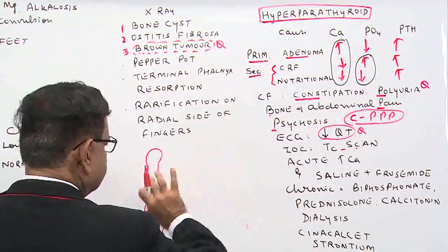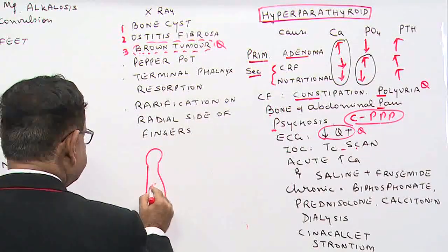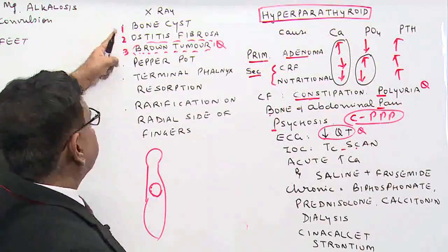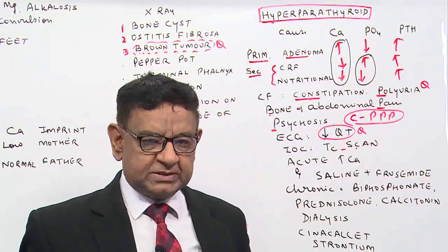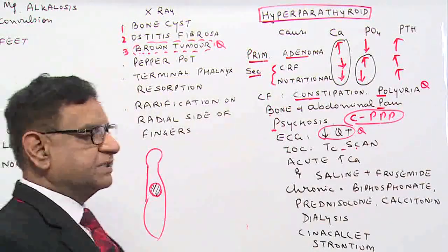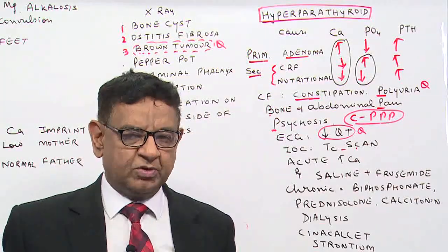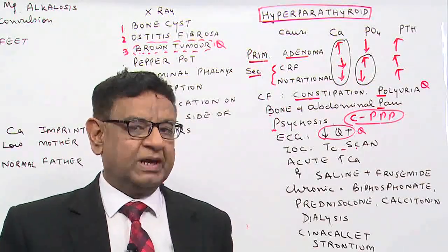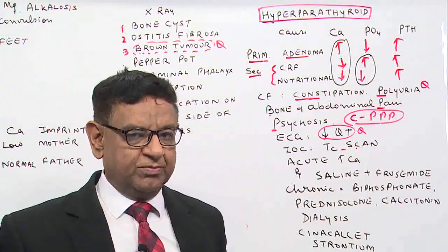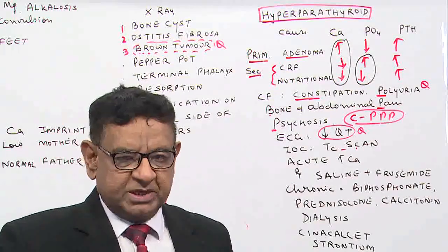As calcium and phosphate are reabsorbed in hyperparathyroid, an empty space is created. Now this empty space may get filled with liquid, and we get a bone cyst. At times this empty space may get fibrosis. What we get is osteitis fibrosa. But if you do an X-ray of the bone, you may get some shadow which looks like a tumor. It is not a tumor but looks like a tumor, what we call a brown tumor. The brown tumor is not a tumor but looks like a tumor in hyperparathyroid. The question that came last year was: brown tumor is seen in, and the answer is hyperparathyroid.